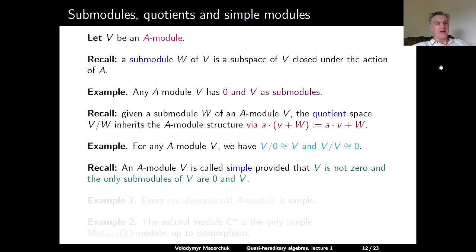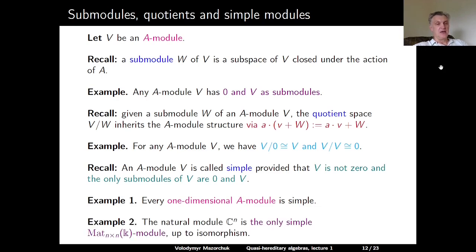Recall also that an A-module V is called simple, provided that V itself is not 0, and the only submodules of V are the 0 submodule and the module V itself. For example, every one-dimensional A-module is simple. Here is a second example. The natural module K to the power n is the only simple module over the matrix algebra of all n times n matrices over K, of course up to isomorphism.